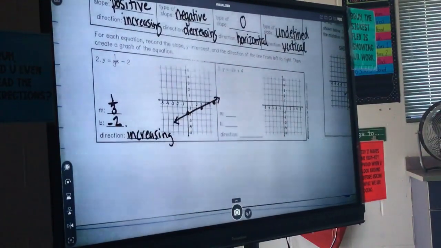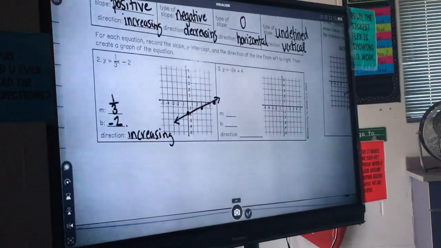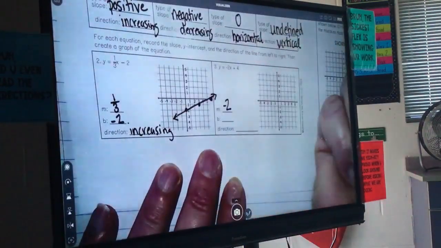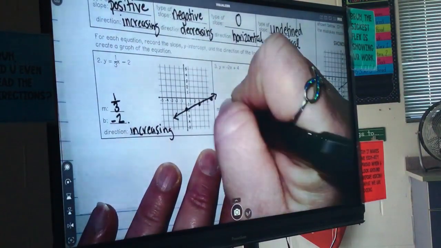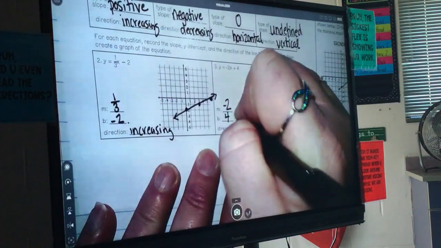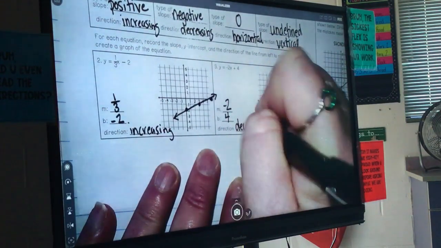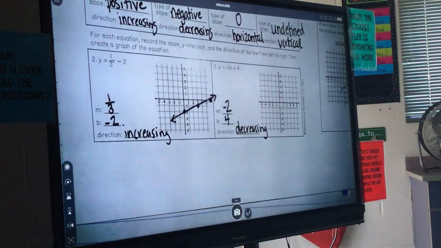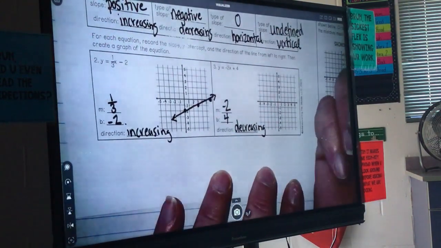All right, number 3. Raise your hand, tell me my slope. Anthony. -2. Okay, what is my y-intercept? 4. And what is the direction? It's gonna be decreasing. All right, someone tell me how to plot this and show my slope. Someone, raise your hand up. Yeah. All right, Kira. Start at positive 4. Okay.